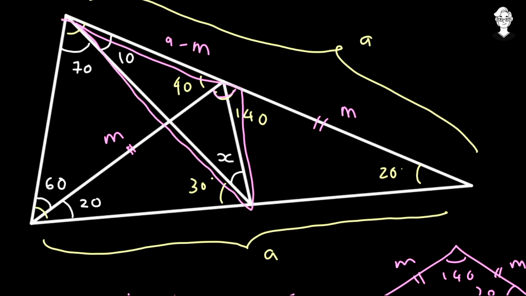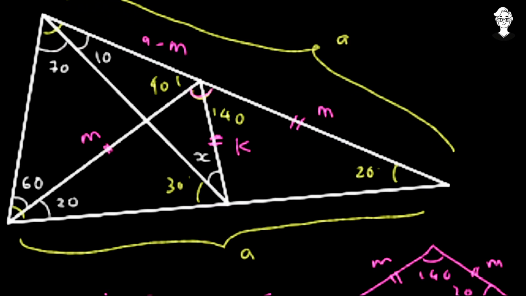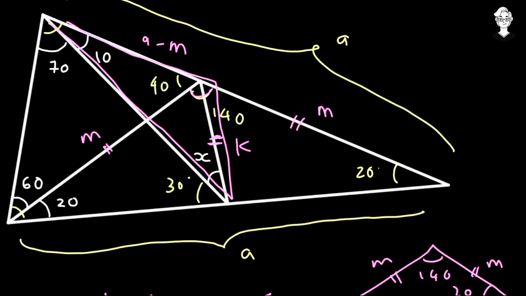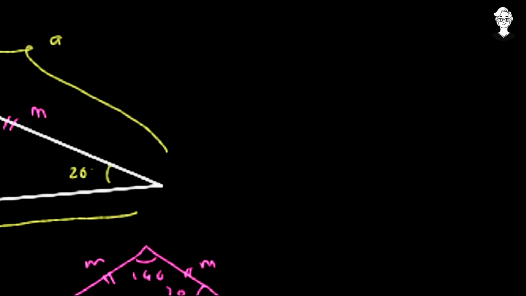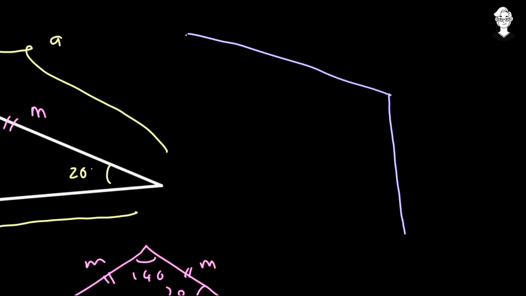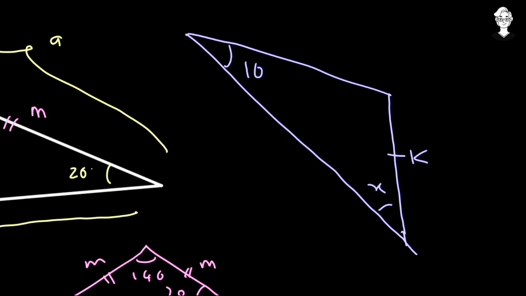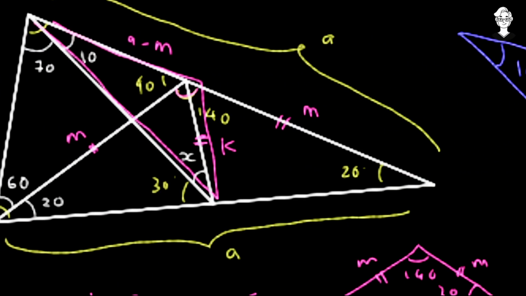Let this side, the base one, I am just removing it. Let this side be equal to K. Now in this particular triangle, I am just redrawing this triangle on the other side so it's clear. So the triangle is looking like this. This angle over here is equal to X. This side we just considered as K. This angle is 10, and this side is equal to A minus M. You can have a look at this also: the 10 degree, the X, the opposite side K, and this opposite side as A minus M.